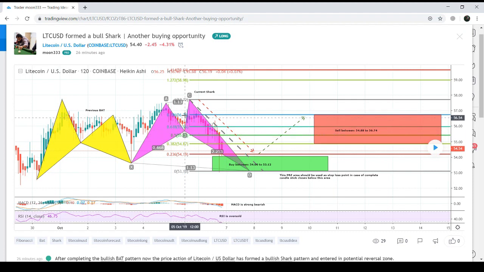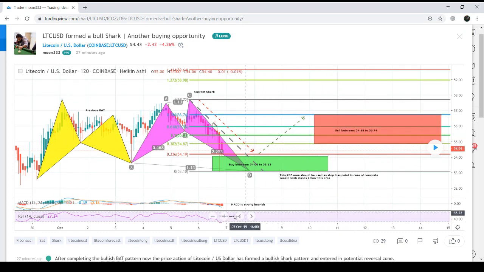Fibonacci, and the B to C leg is retraced almost up to 1.13 Fibonacci. It should be between 1.13 up to 1.618 Fibonacci, and the C to D leg is retraced between 0.886 up to 1.13 Fibonacci and entered the potential reversal zone. I've set my sell targets using the CD Fibonacci projection from 0.382 to 0.886 Fibonacci.